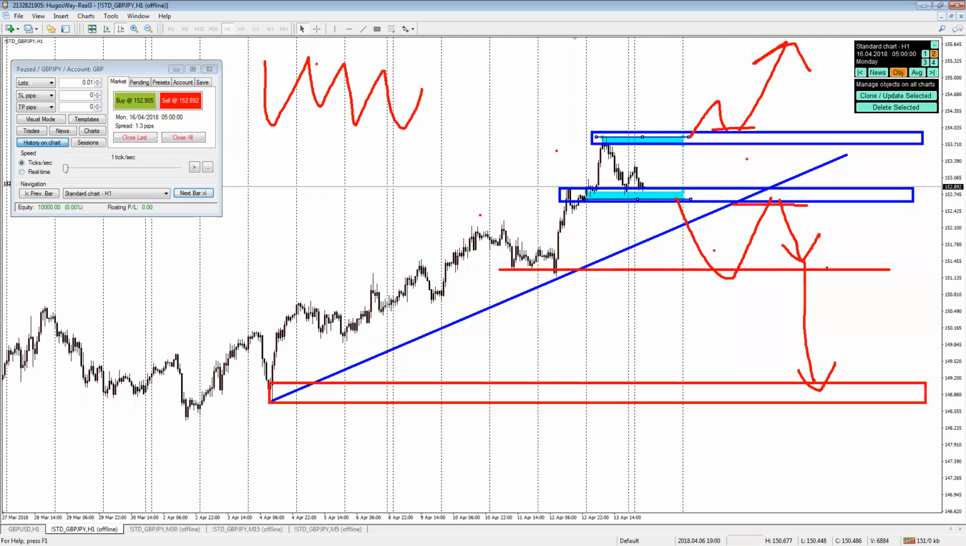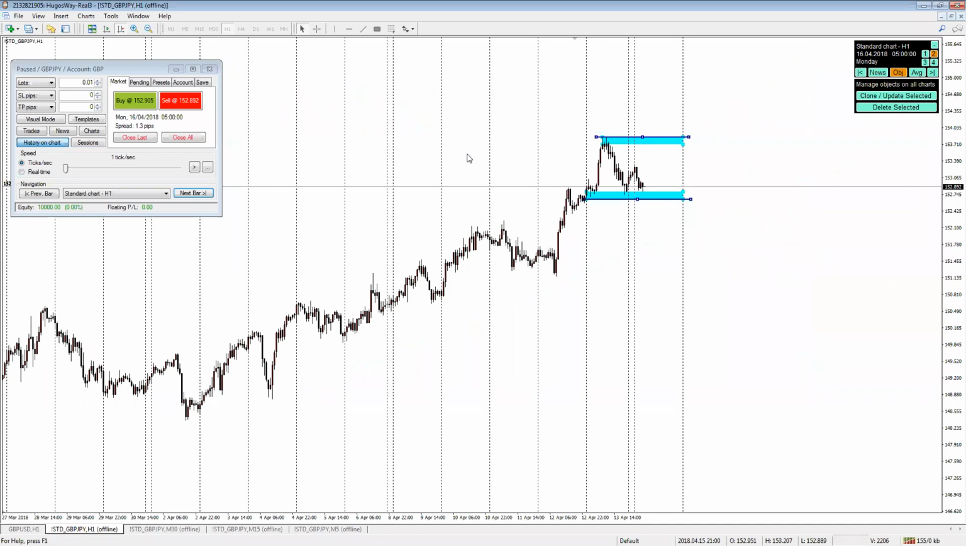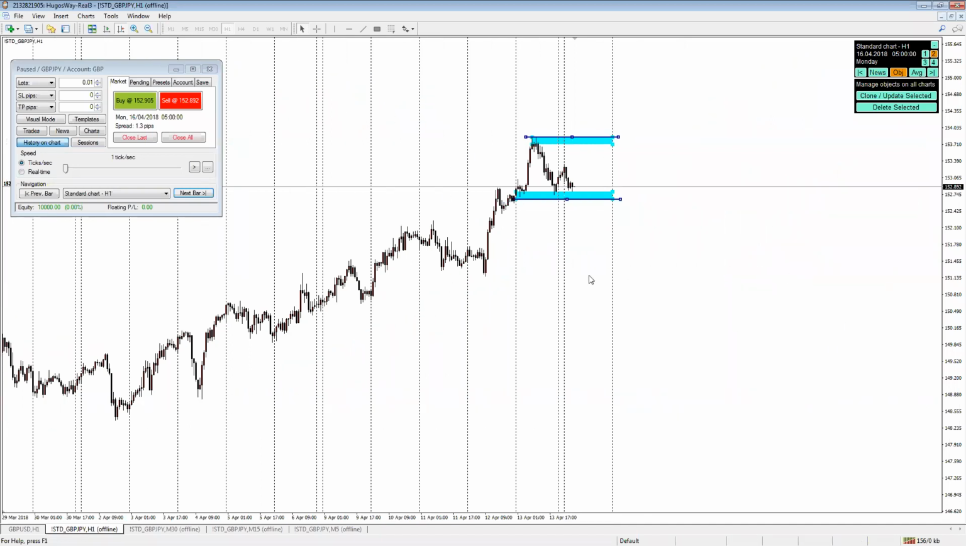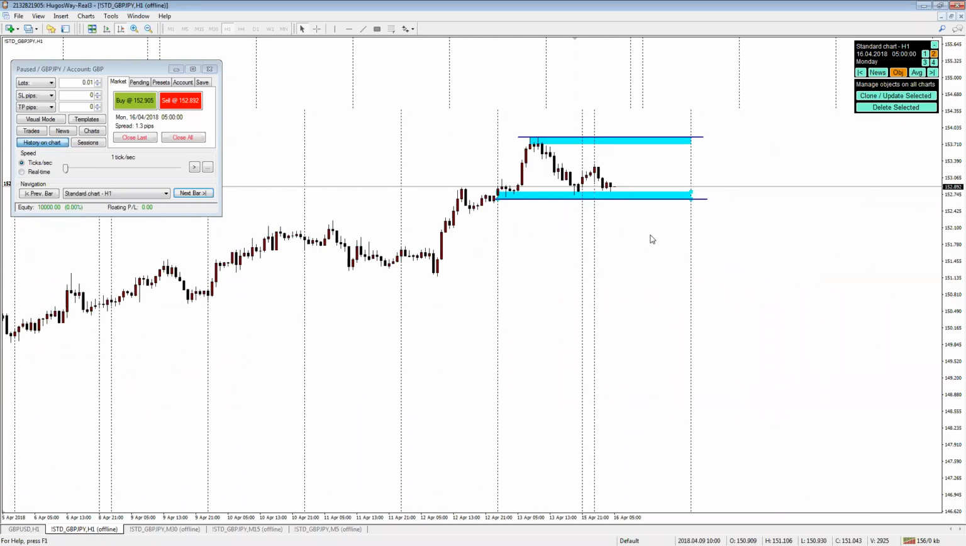But we are intraday level. We only trade on intraday and in and out, exit within the same day. So I don't really care about that right now. It's still far away. So that is going to be just a zone here for Monday.